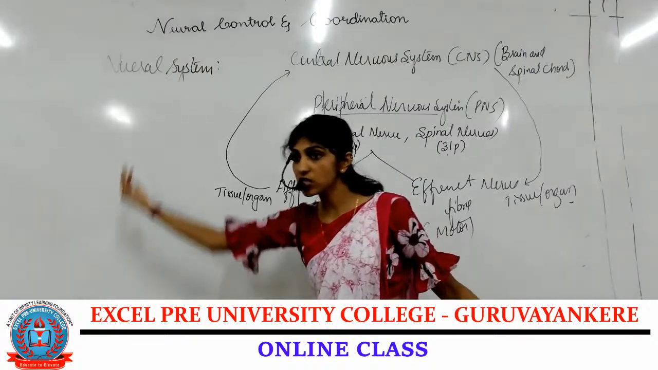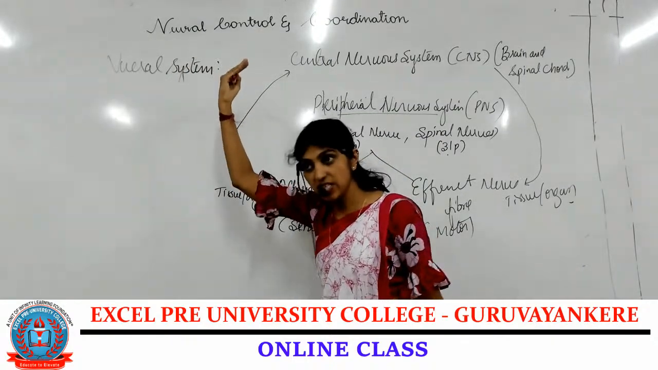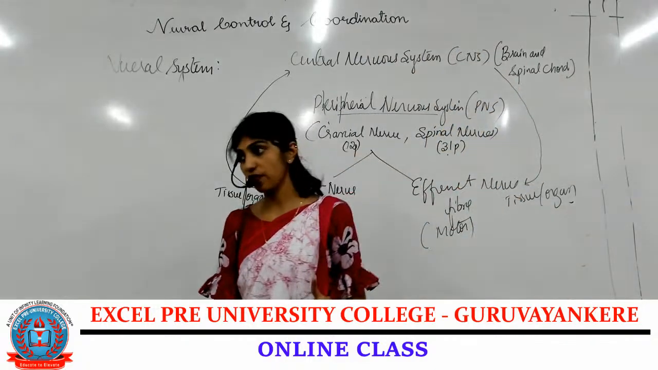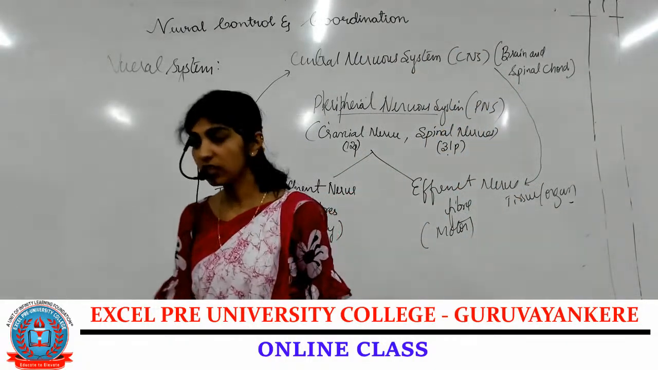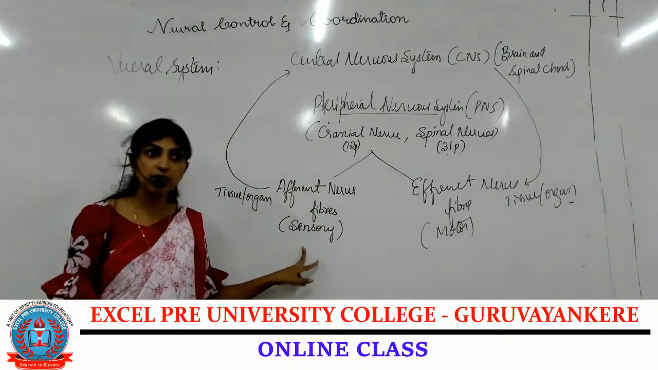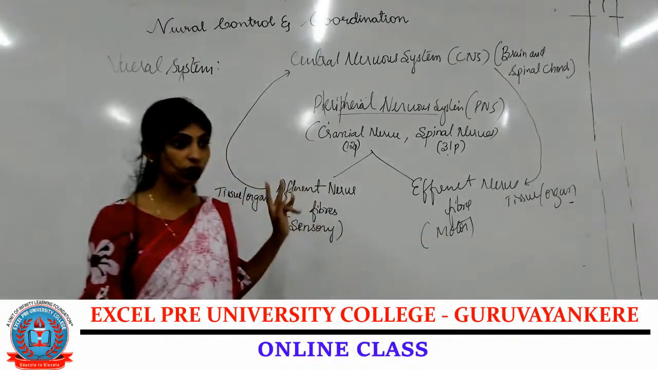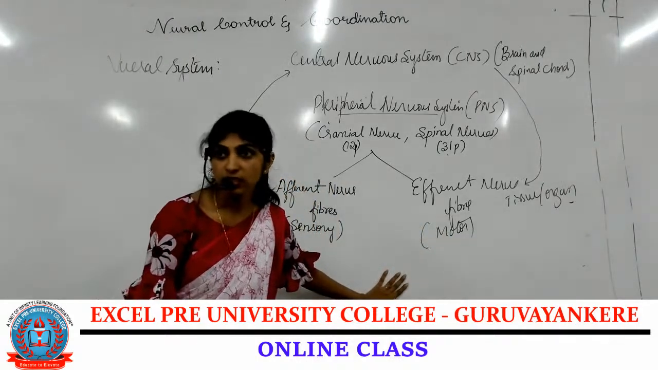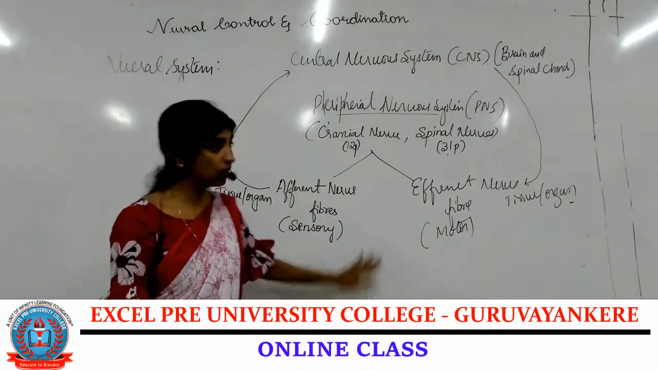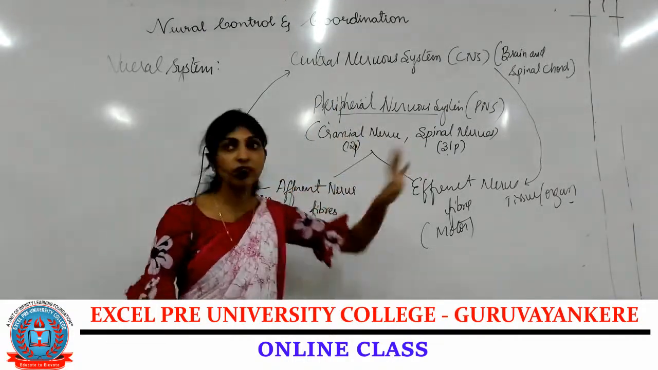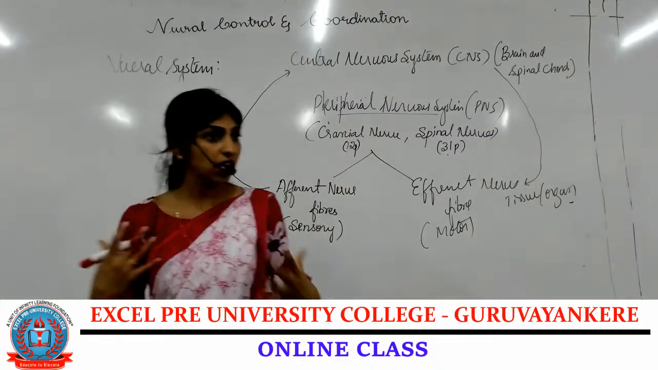The information is taken to the brain by afferent nerve fibers. The brain sends the reply through efferent nerve fibers. Here, afferent nerve fibers are sensory nerve fibers, and efferent nerve fibers are motor nerve fibers. Is this much clear? The central nervous system is where the information is processed. The peripheral nervous system helps to transport the information here.